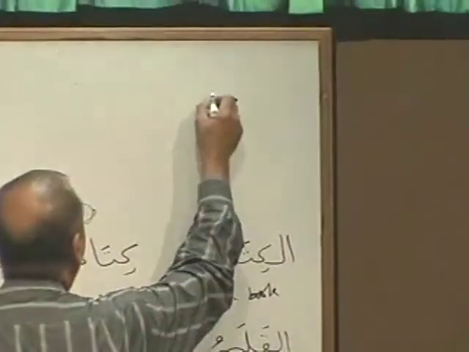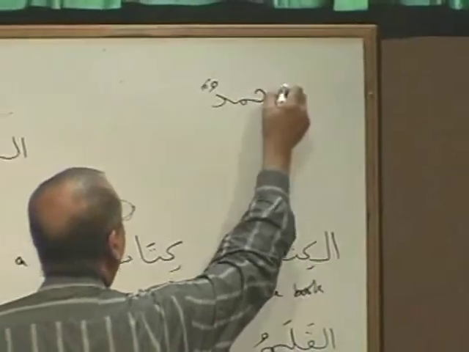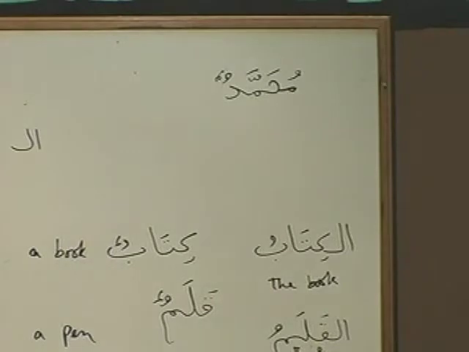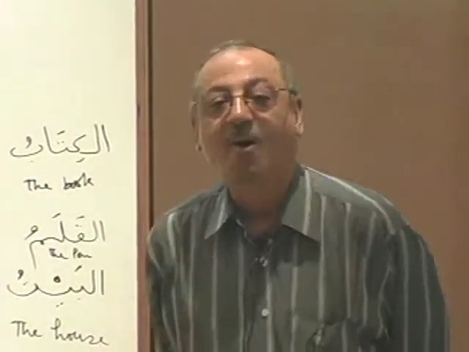How about if I write down Muhammadun? There is a tanween there which always tells me that the noun is indefinite. But what about Muhammadun? Is it definite or indefinite? It is definite. Brother, how come? Tanween means indefinite, and now you say Muhammad is definite? Yes, you are right. Why? Because Muhammad is a proper noun.